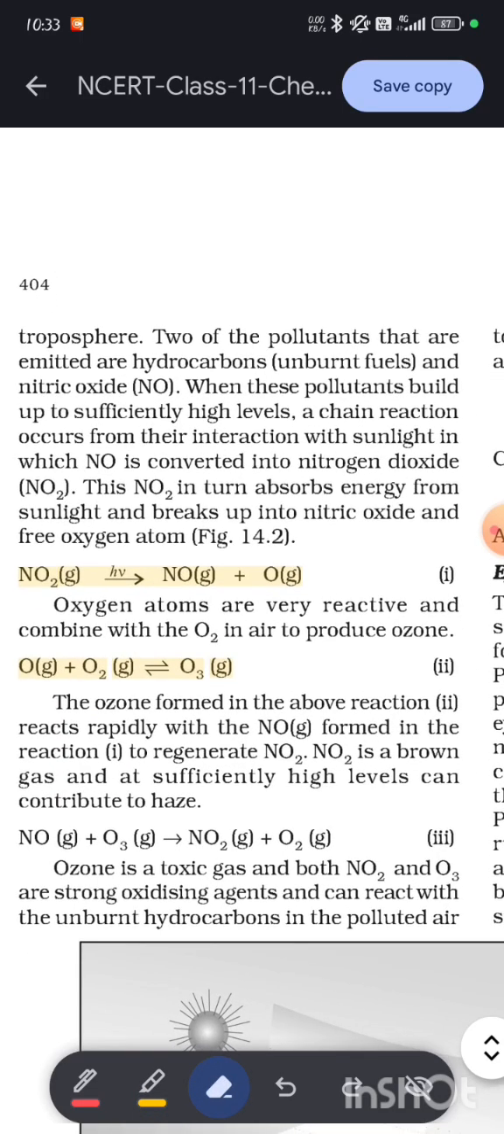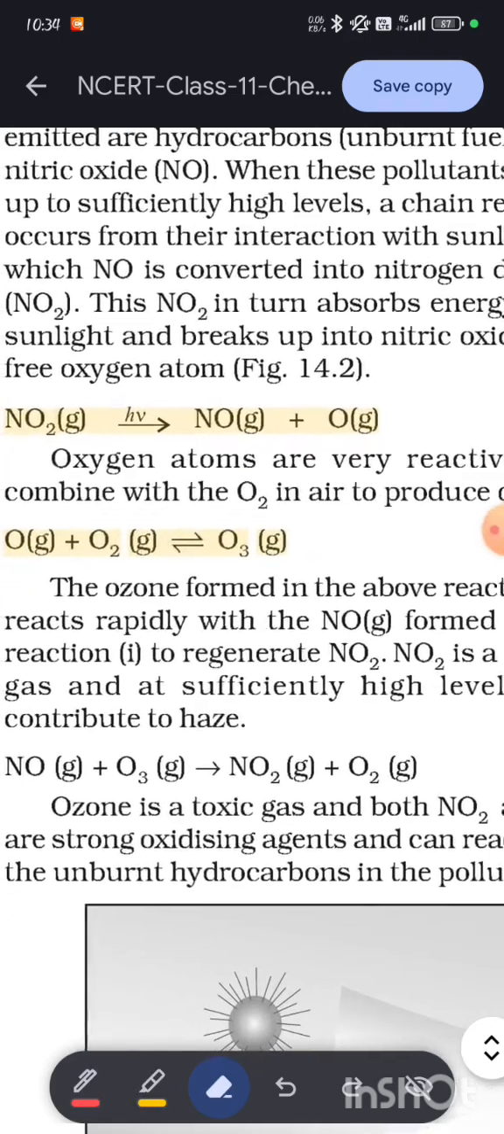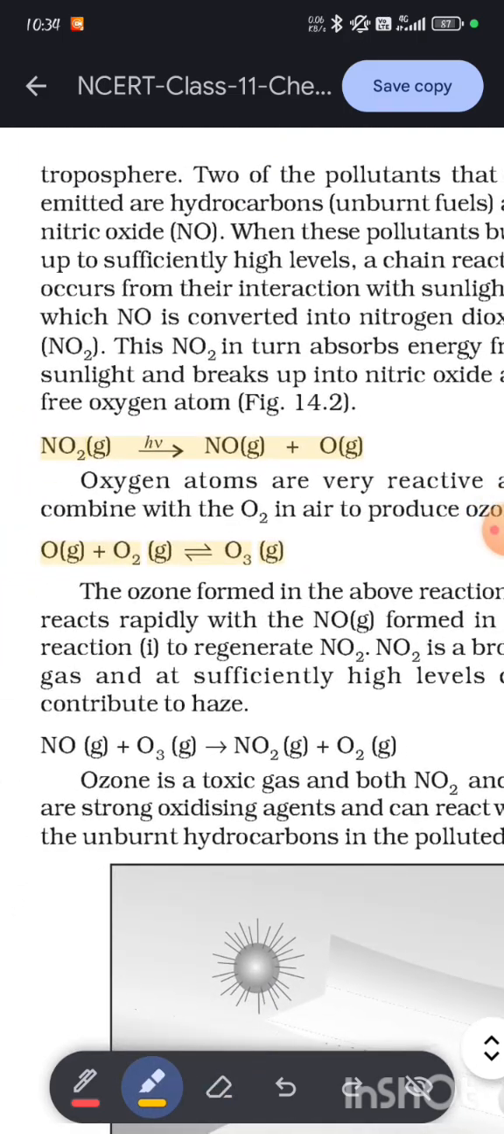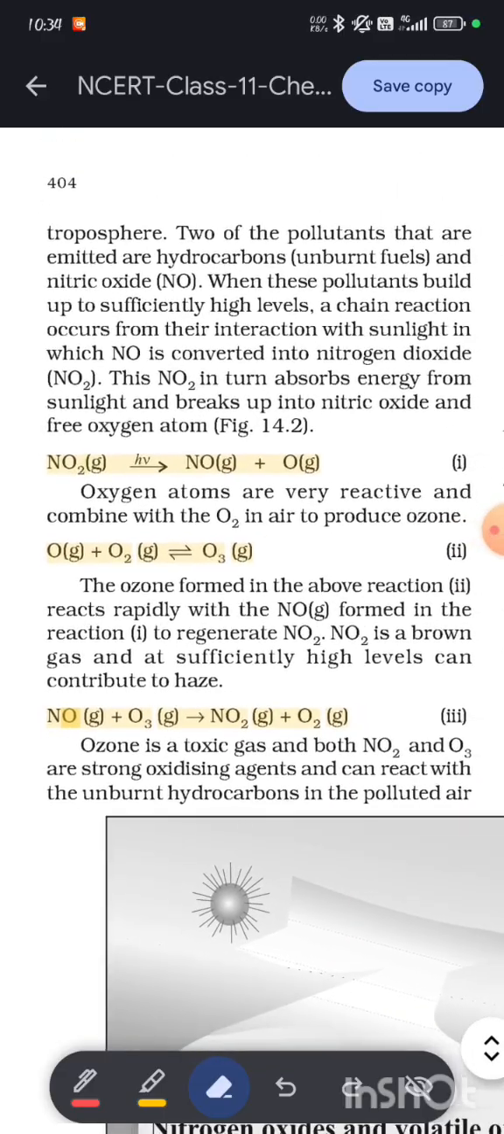The ozone formed in the above reaction reacts rapidly with the NO formed in the reaction to regenerate NO2. NO2 is a brown gas and at sufficiently high levels can contribute to haze. Then the next reaction is NO plus O3 gives NO2 plus O2.